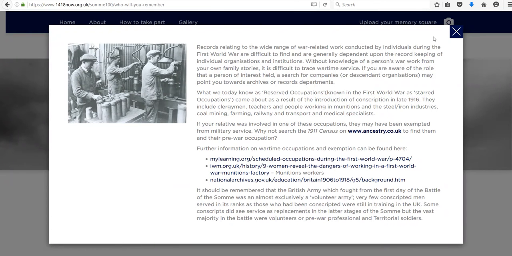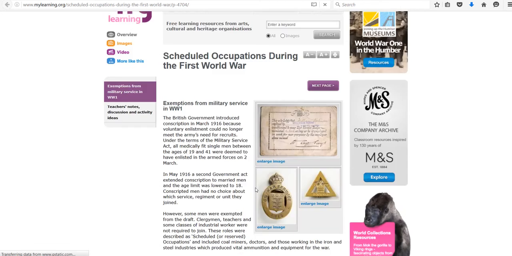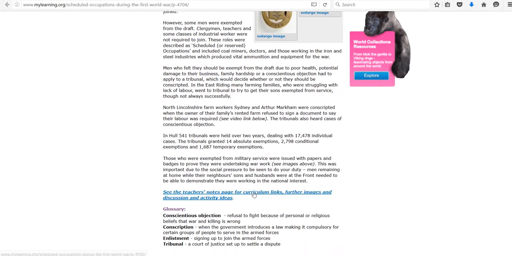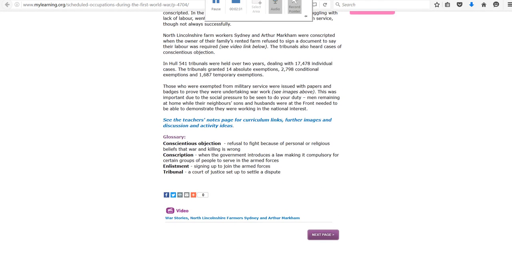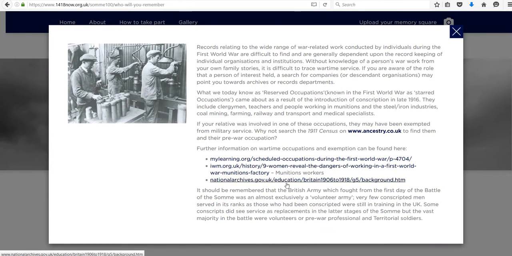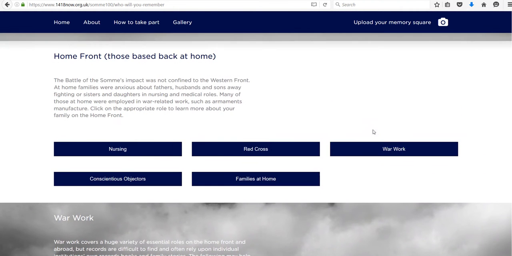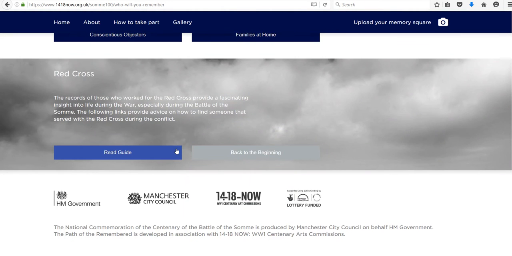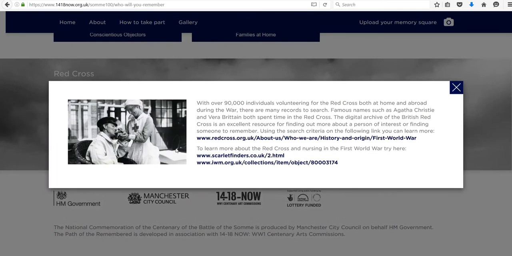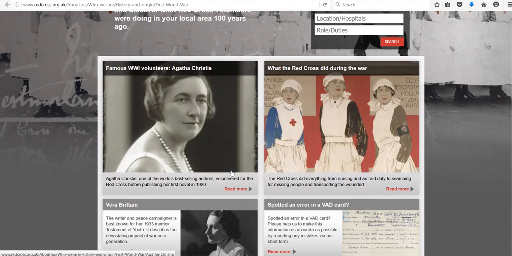If you also wanted to look at some other groups, you could look at other occupations that people had in the First World War. And those 3 links that are on those websites there give us some background information as to different groups that we could research. You could do it on the Red Cross. And this website here gives you more information about the role of the Red Cross in the First World War.